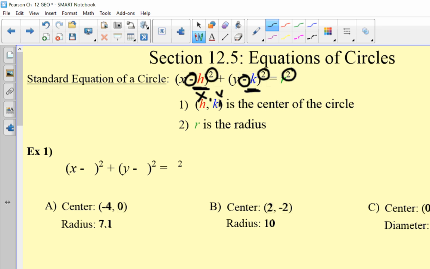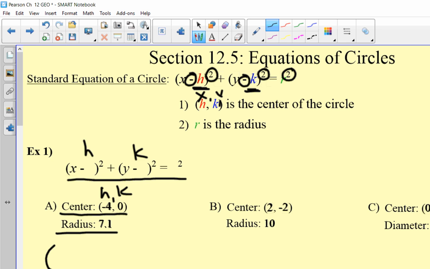Okay. All right. So in our first example, they're giving us the center of the circle. They're giving us the radius of the circle. And all they're asking us to do is go ahead and plug it in here. Now remember, this spot right here is h. This spot here is k. And the center of the circle is represented by (h, k). All right, so I think this is going to be pretty easy to do. So let's go ahead and do that.